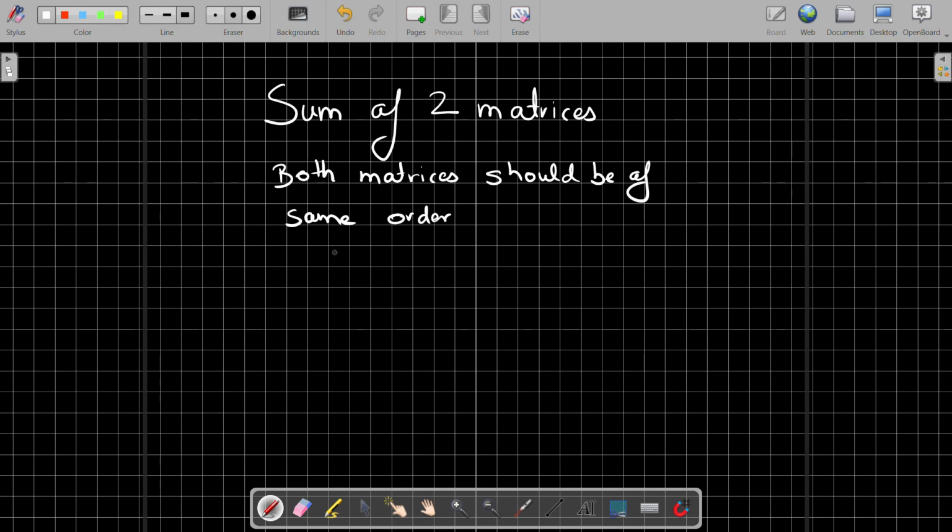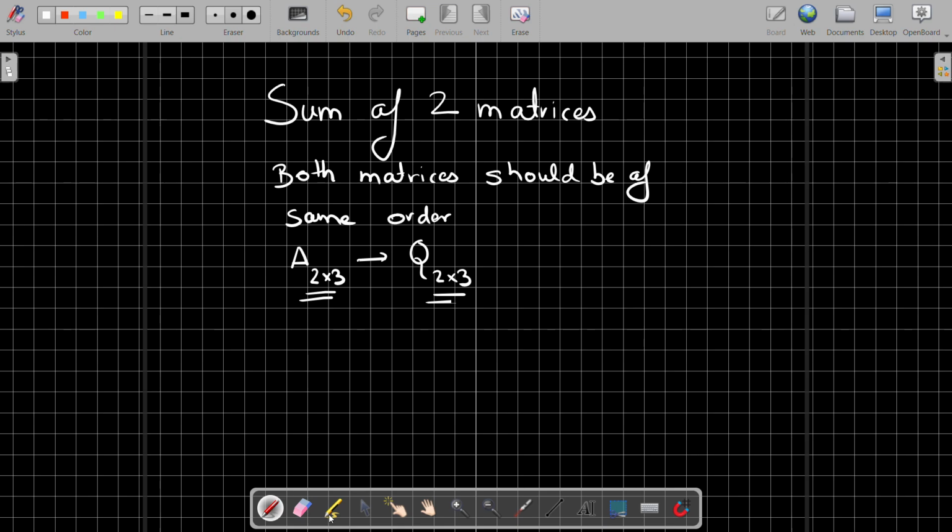You cannot do that. So if you want to add, let's say, matrix A of 2 by 3 order, you can only add it to another matrix B, or whatever you want to call it. Let's call it Q this time, of order 2 by 3. No matter what the elements are in Q, but this has to be followed. The order needs to be the exact same.